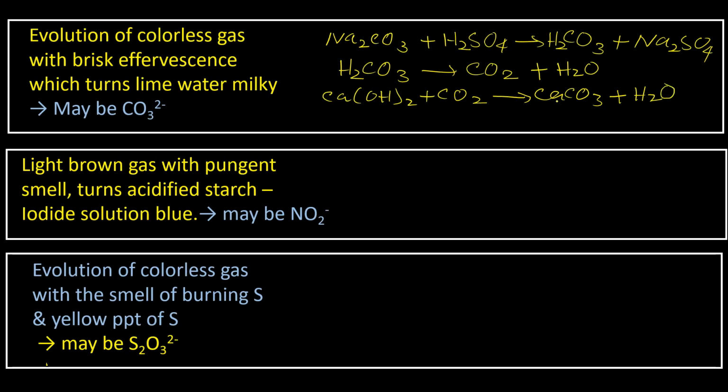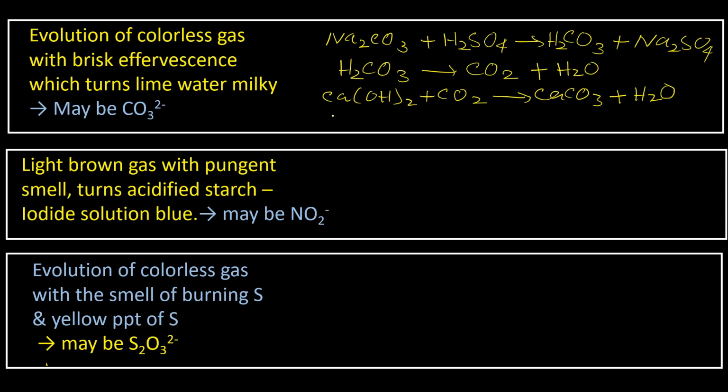Now, if you pass more carbon dioxide gas, then what will happen? Then this turbidity will go. That means the solution becomes clear. Why? Because in that case, calcium bicarbonate will form. So here you get the turbidity with lime water, that is the test for carbonate.